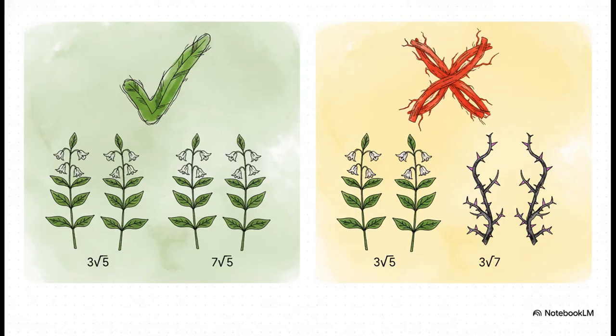This slide just lays it out perfectly. Look on the left. Both terms have a square root of 5. They're like, so we can combine them. Now look on the right, we've got a square root of 5 and a square root of 7. Since the numbers inside are different, they are not alike. We can't combine them. It really is that straightforward.